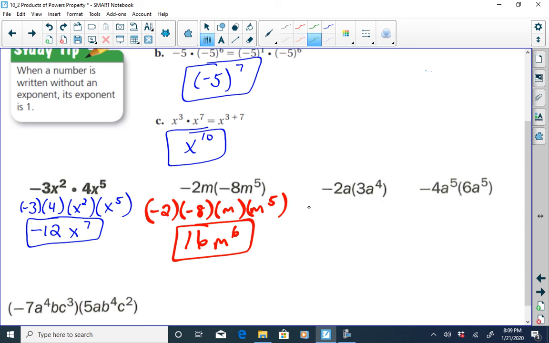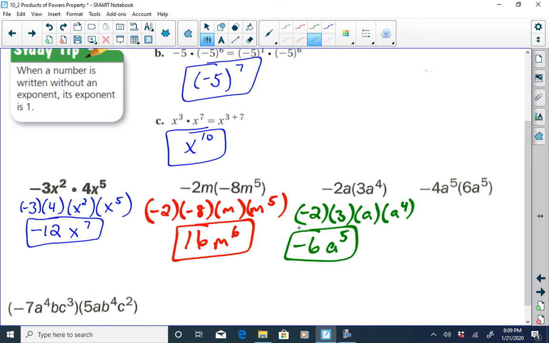Right? So that's going to be negative 2 times 3 times a and times a to the 4th power. Negative 2 times negative 3 is negative 6. A to the 1st times a to the 4th, that's going to be a to the 5th power. So our product's going to be negative 6 times a to the 5th power.